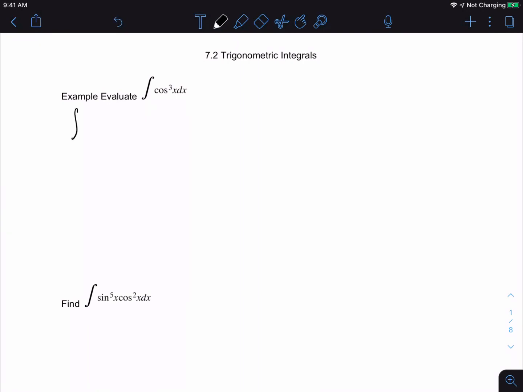I'm going to rewrite this problem as the integral of cosine squared x times cosine of x dx. And then I'm going to remember my identities. The identities are important here. I know that cosine squared is the same as 1 minus sine squared x times cosine of x dx. Now I'm going to use a method that we learned in Calc 1, which is a u substitution. My u in this case is going to be sine of x, just because it's got the power on it. That's why I'm using the sine of x.